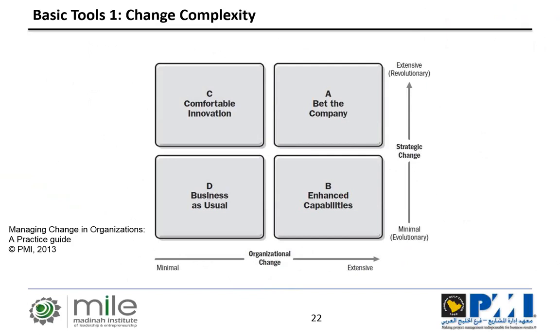So we're basically talking about the top right quadrant, which is basically we're betting our company on this change. If it goes right, we will be successful. If it goes wrong, probably the organization is history. Or is this a small change, a minimal evolutionary change? So basically this is not going to affect us too much, so we can probably continue business as usual even if the change doesn't happen as we expect.